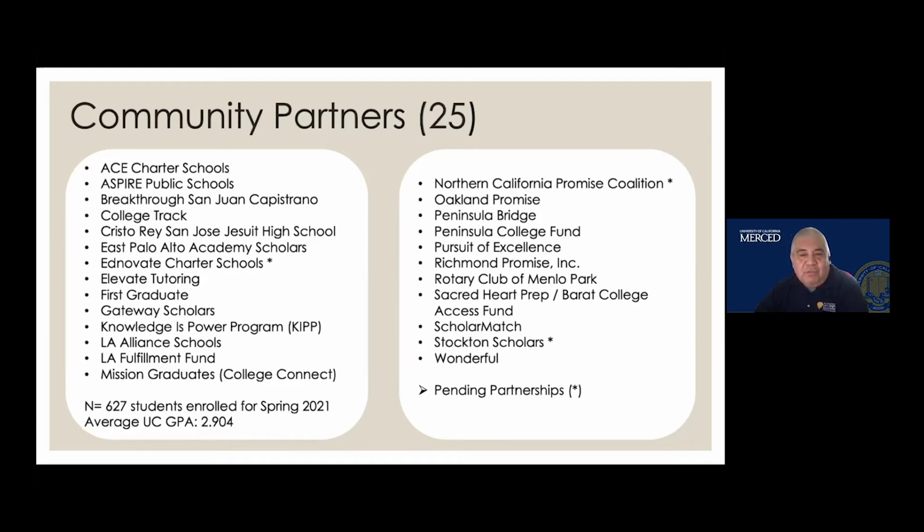As you can see, currently we have 627 students enrolled for the spring who are part of these varied partnerships. The average GPA for these 627 students was 2.904. That includes first years, second years, third years, and fourth years here at the university. And we do have some pending partnerships coming up soon. What we see in these partnerships is that we retain the students from the first to second year at a 94% rate. 85% of the scholars from these cohorts will be on track to graduate from the university in 6 years. 71% of the scholars will graduate in exactly 4 years.